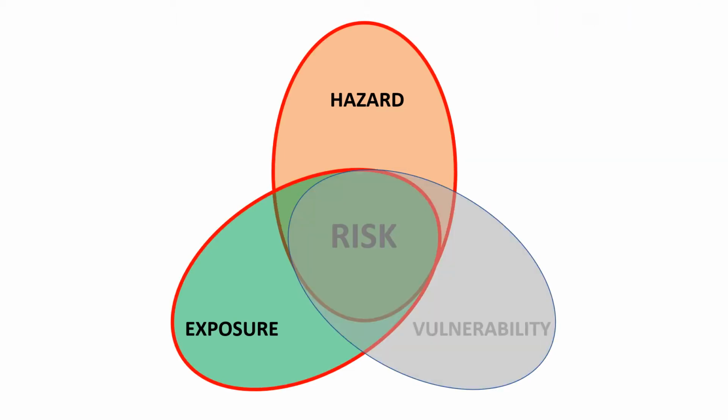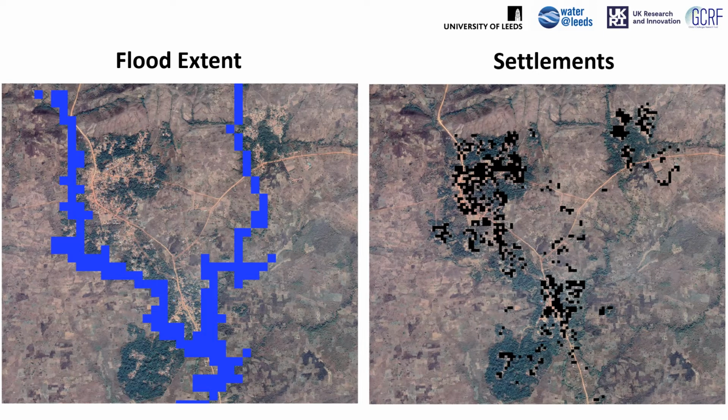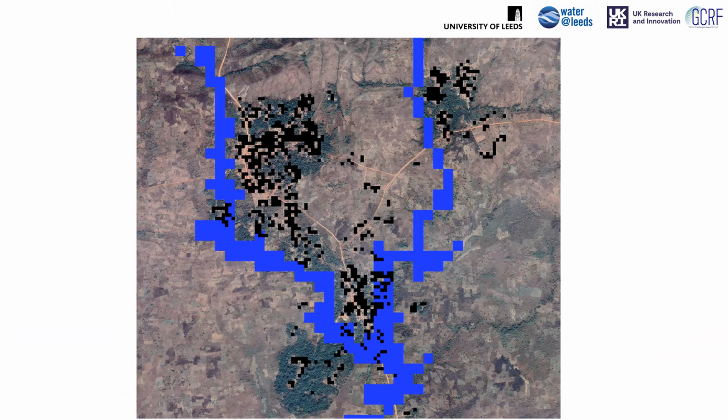At the global scale, there are a number of data sets available for both flood hazard and exposure. There are fewer for vulnerability. The work I'll be covering today will focus on the hazard and exposure aspects of risk. Here's a little visualization of what I've just been talking about. You've got your flood extent, which is your hazard, and then you've got a map of identified settlements. If you intersect the two maps, those settlements that fall within the flood extent are exposed to the hazard.